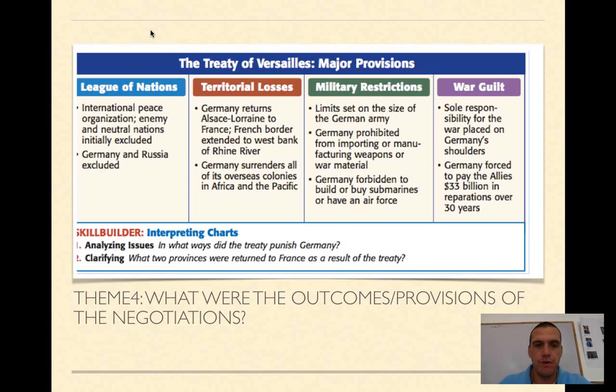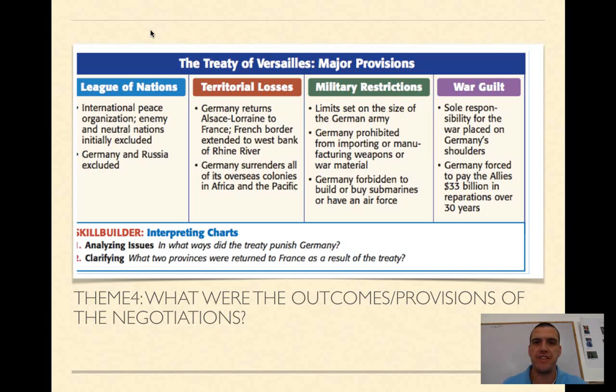So furthermore, Germany also had to surrender all of its overseas colonies in Africa and the Pacific. So if there's any type of territory or colonial territory that Germany had, they had to give it up. And as we'll see in later chapters, it's mainly Great Britain and France who get to control these territories. If you remember German East Africa, I believe that was actually given and carved up by the British.